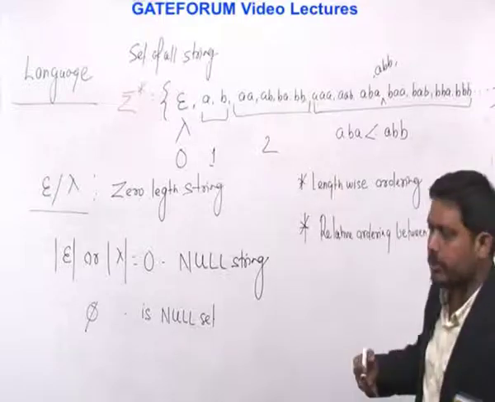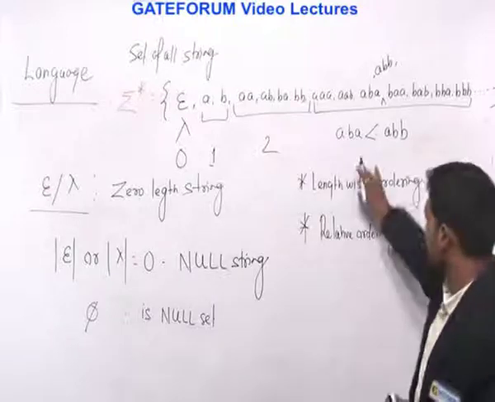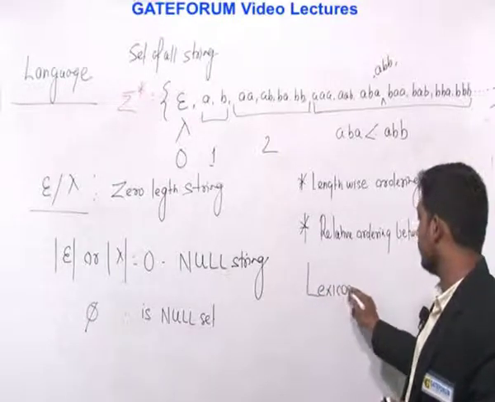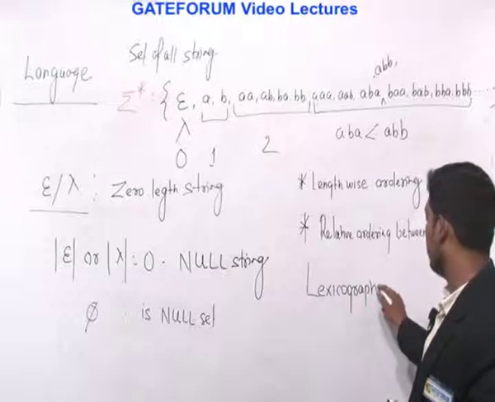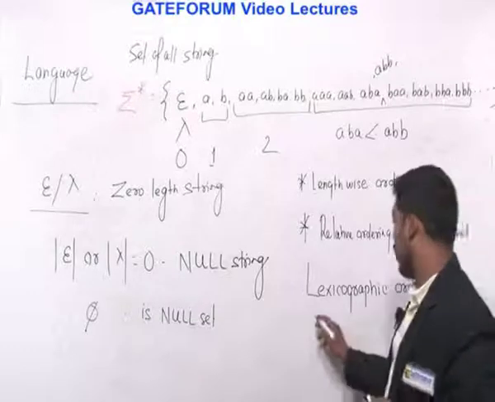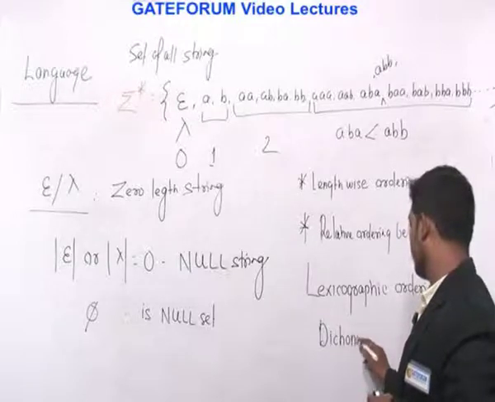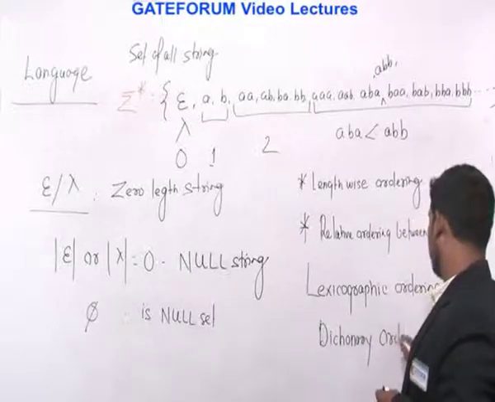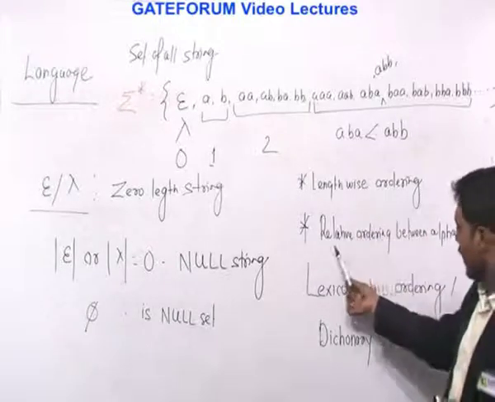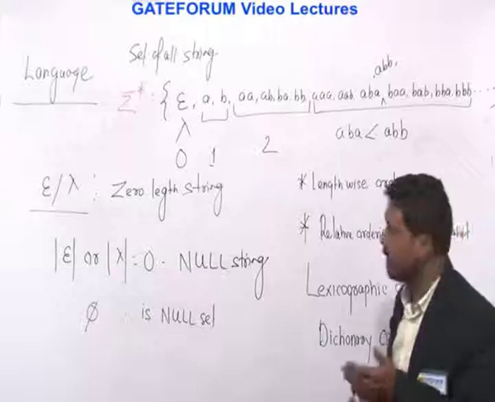You will find this concept in a dictionary. When you search an alphabet, A will come first, then it will go to A, B. These two properties are basically called lexicographic ordering, or dictionary order. So what is lexicographic ordering? Lengthwise ordering and a relative ordering between alphabets: A is the first alphabet and B is the second one. So AA will come first, then AB will come.